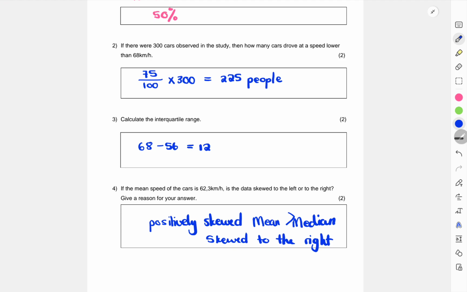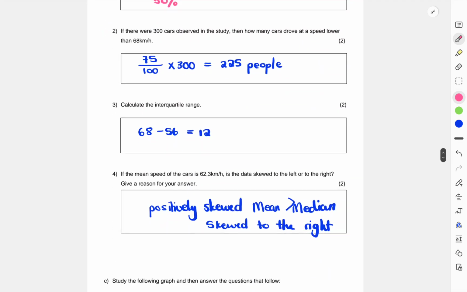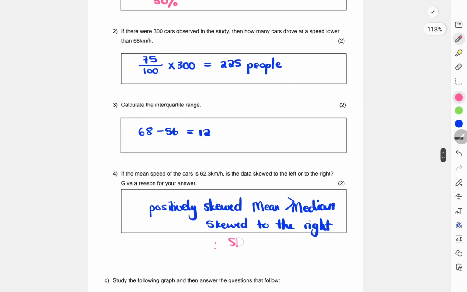Another way you could have checked whether it's skewed to the left or skewed to the right: you take the median over here, and then you say to which side is your block bigger? To the right, or to the left? And clearly we can see here that it's skewed to the right. So I'm just trying to give you a full answer here. You could have just said skewed to the right because your mean is bigger than your median.